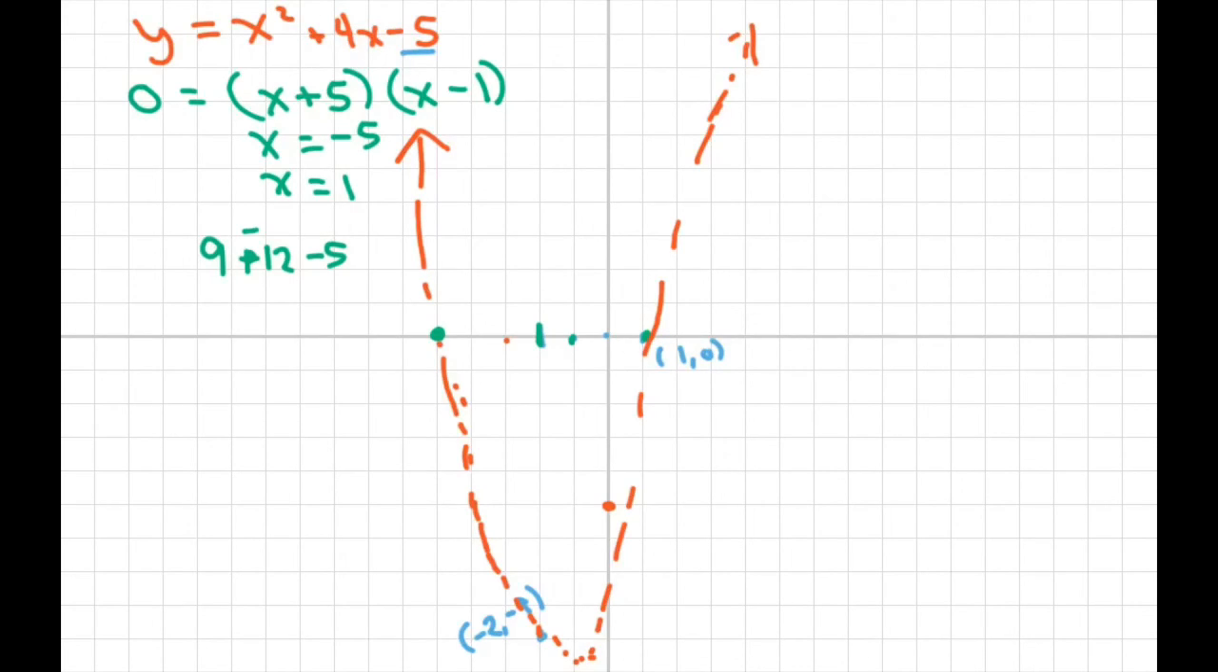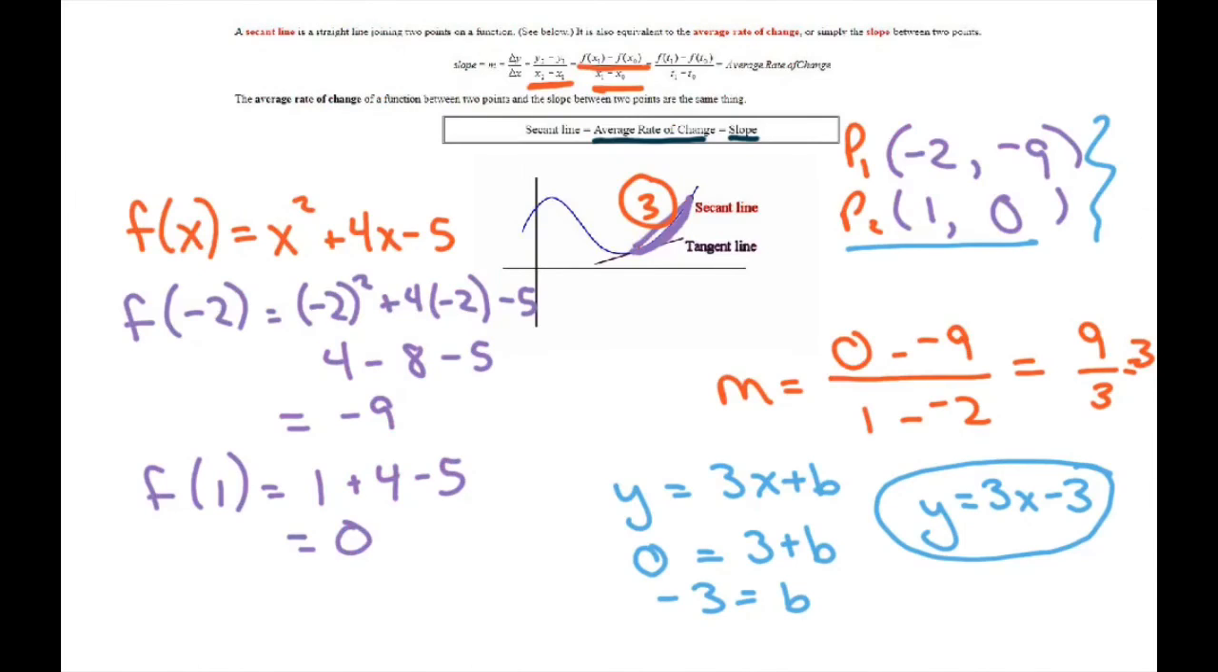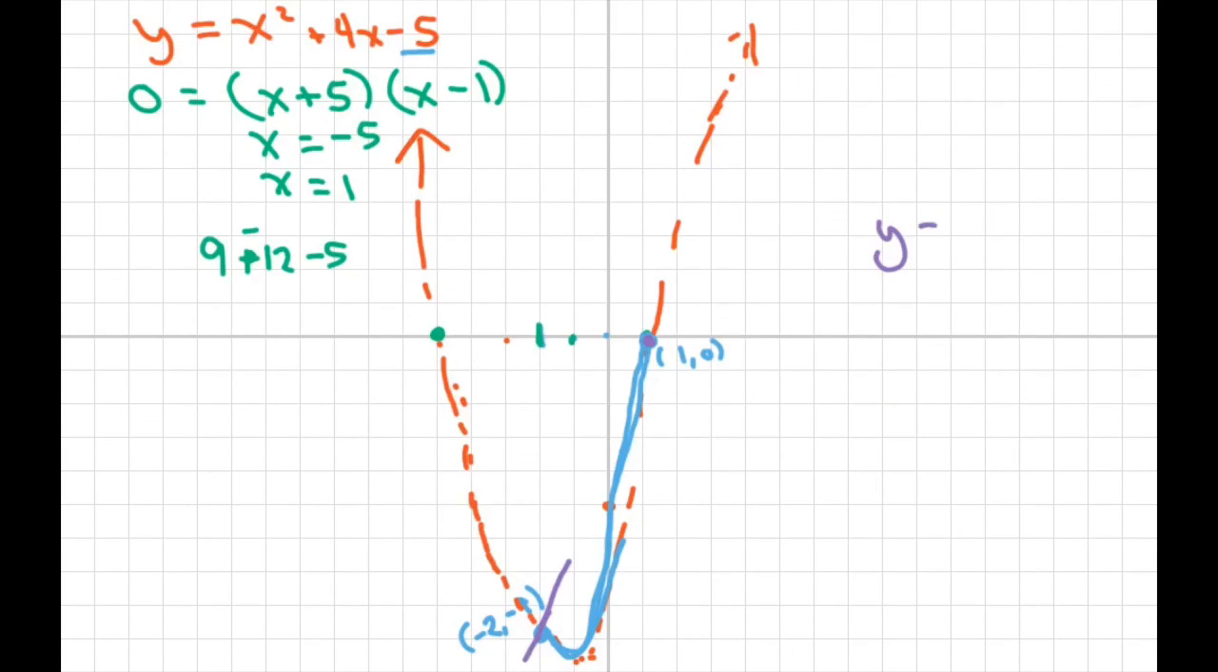Now, the average rate of change, what they're talking about, is from -2. So this part right here, and the y-intercept goes through here. So what's the average rate of change of that curve? What you're doing is you're connecting these two dots here. And what was our equation? y equals 3x minus 3. So our y-intercept for our secant line is negative 3.